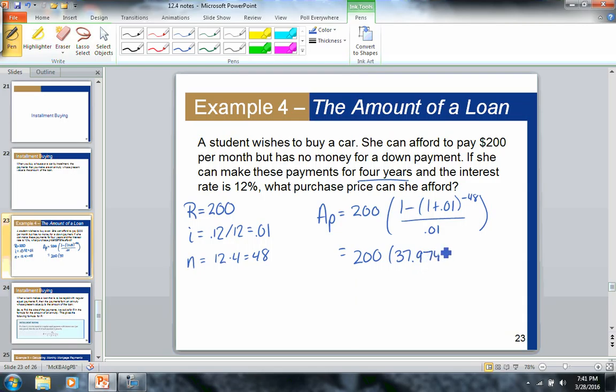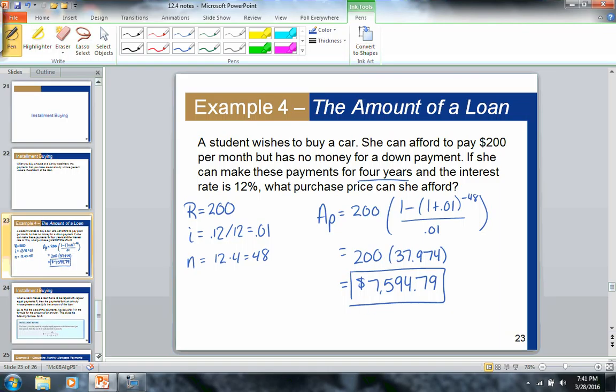37.974. And then when you multiply by the 200, you'll get the final amount, the $7,594.79. Okay, so that's the total amount she would pay in the future at the end of those 4 years. So that's how much she wants to take out now for her loan. Okay, as long as it's a fixed interest rate too.